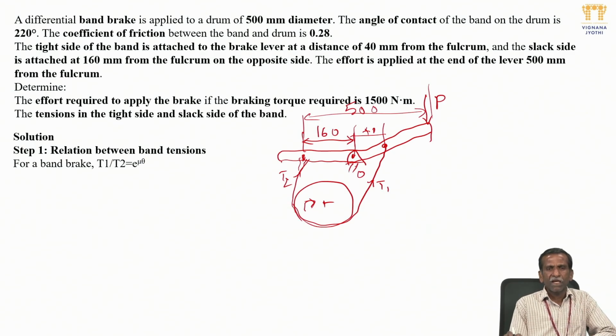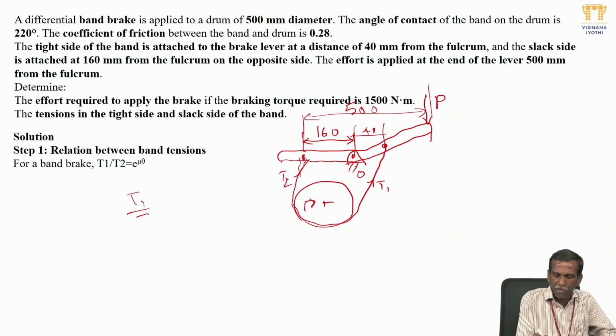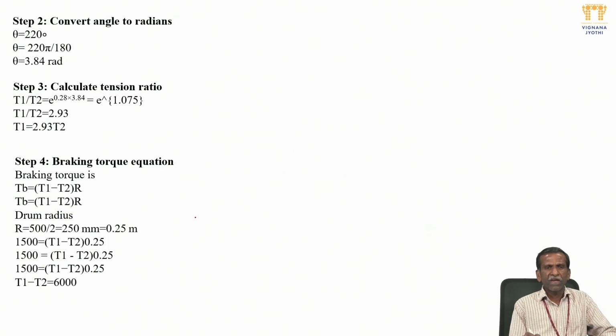Then the relation between tensions: we know that T1 by T2 equals e power mu theta. Mu is given, theta is given. So T1 by T2, relation 1, we have. T1 by T2, we get some numerical value. That is, we got T1 by T2 equal to 2.93.